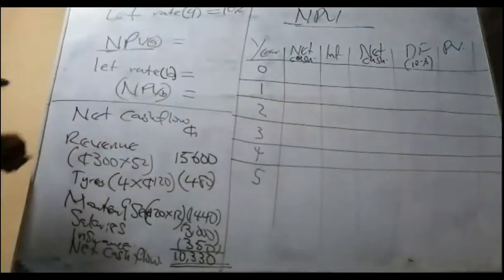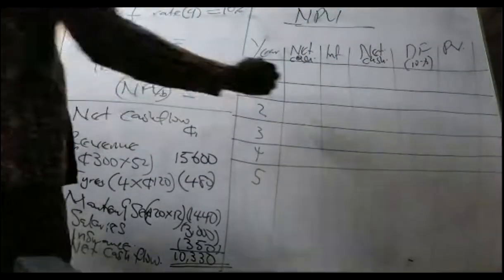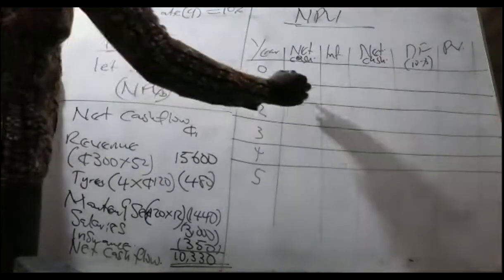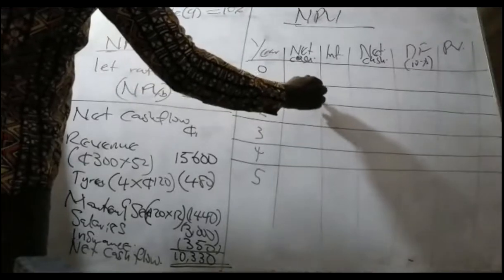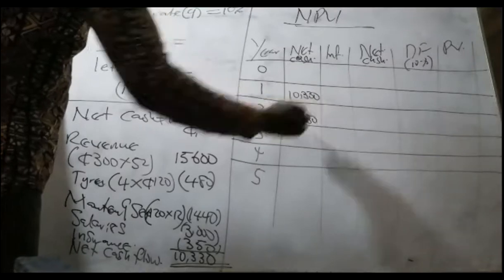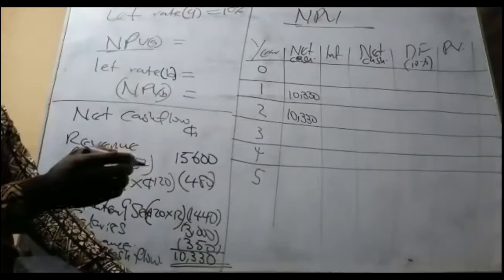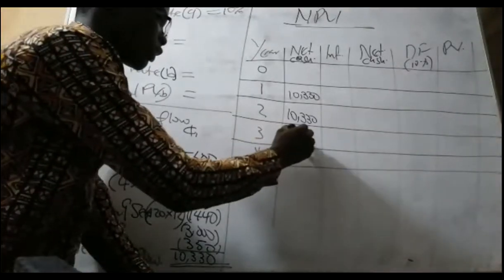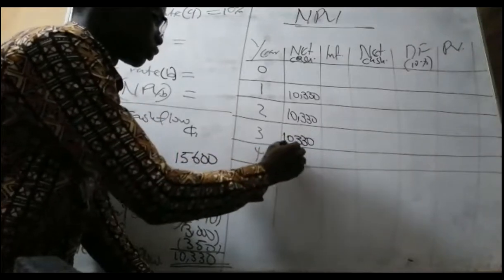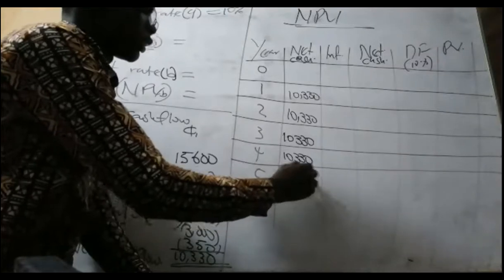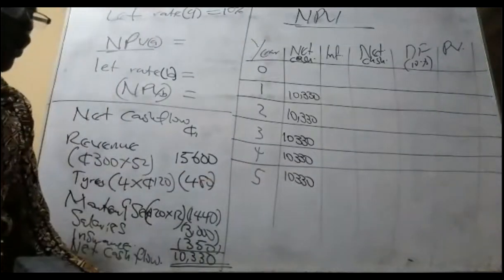Now first, what is the net cash flow? It will be 10,000 for the first, 10,330. So it will be the same throughout. 10,330. Thank God. Okay. So 10,330. So this is the net cash flow.